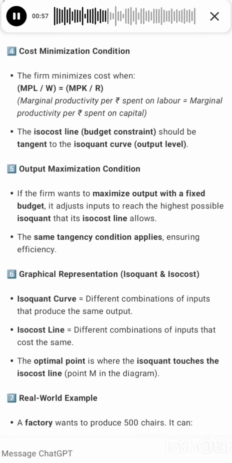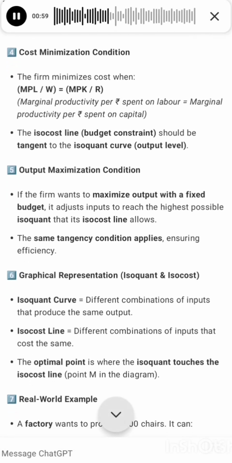4. Cost minimization condition. The firm minimizes cost when MPL/W equals MPK/R. Marginal productivity per rupee spent on labor equals marginal productivity per rupee spent on capital. The isocost line (budget constraint) should be tangent to the isoquant curve (output level).